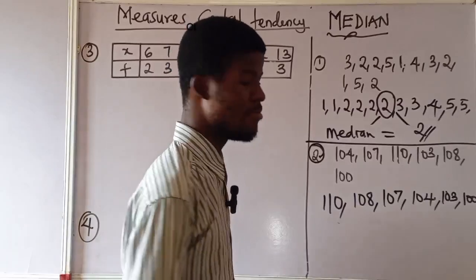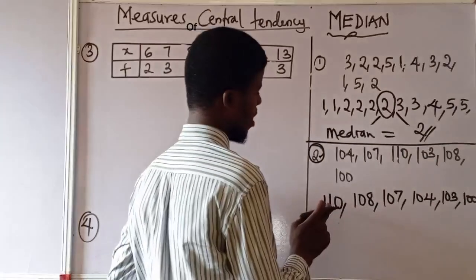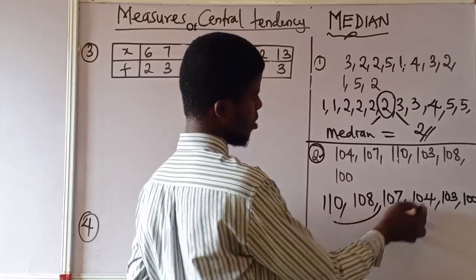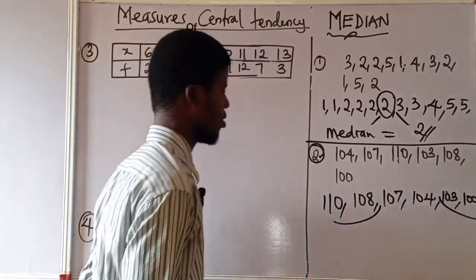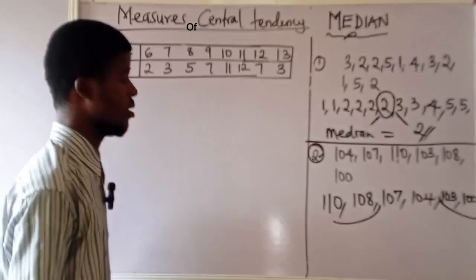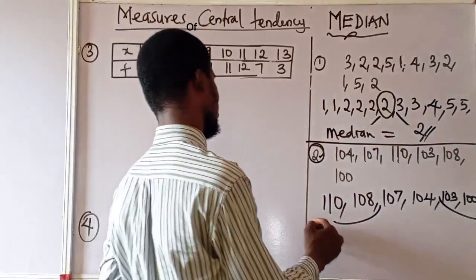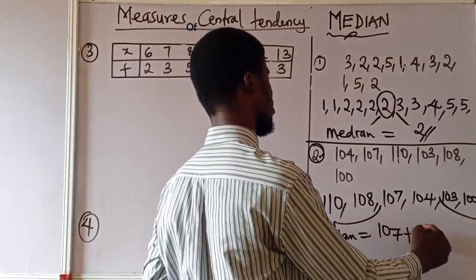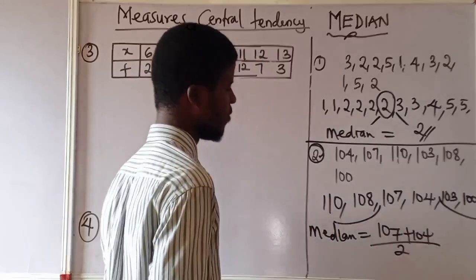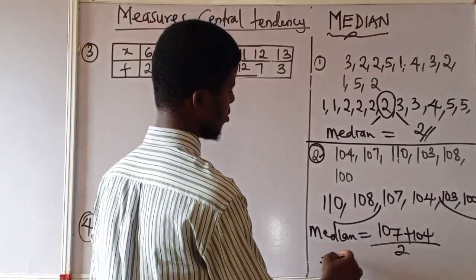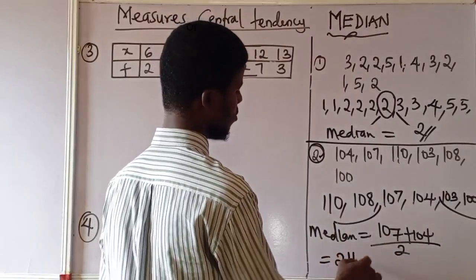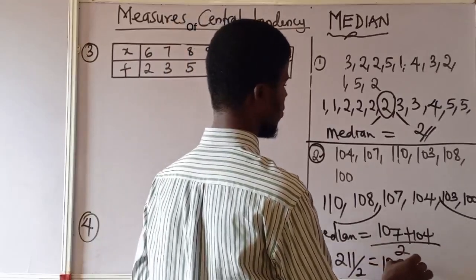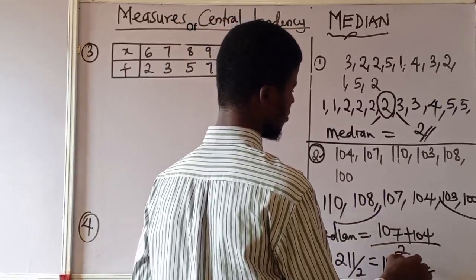So, which number is at the middle? We have 1, 2, 3, 4, 5, 6. 6 numbers. So if I remove the first two, of course, there are 2 numbers at the middle. So the median is the average of these 2 numbers. 107 plus 104, that is 211, divided by 2. And what would that be? That's 105.5. And that's the median.